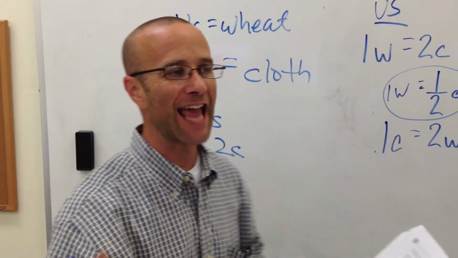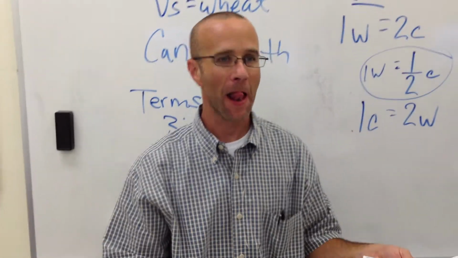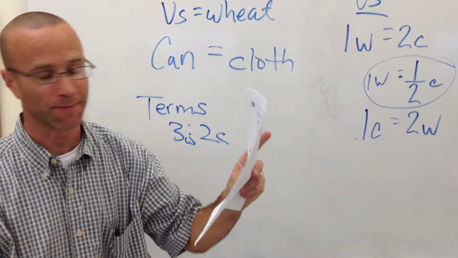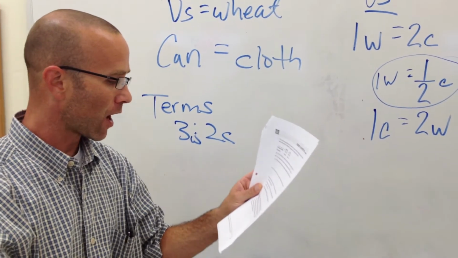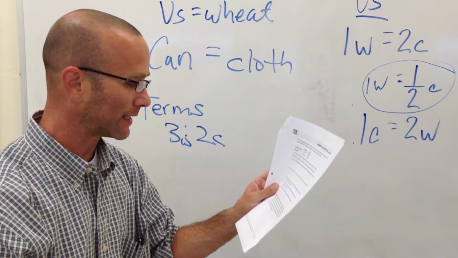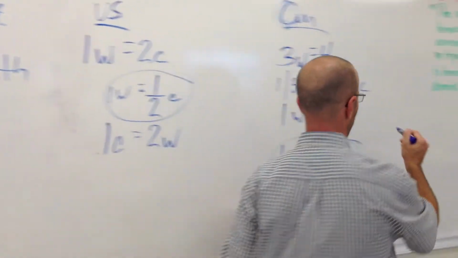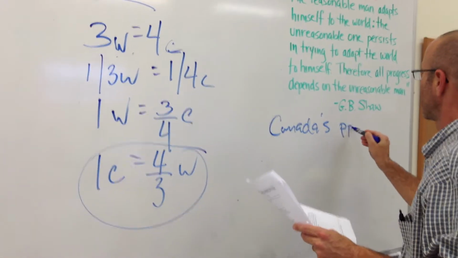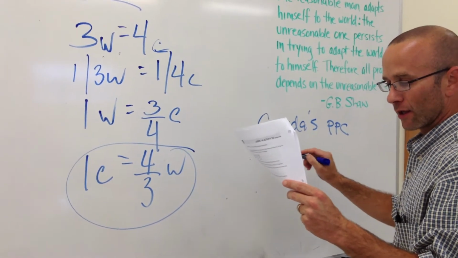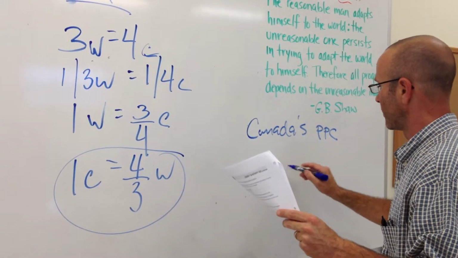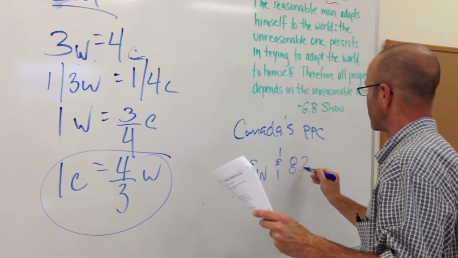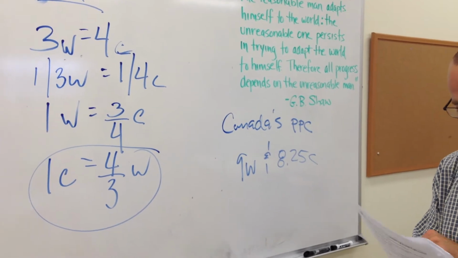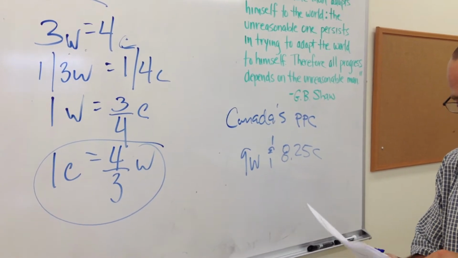What are they telling me here? That's Canada's production possibilities. Okay, that is their current production possibilities before specialization. Alright, so let's just put what they're producing. Canada's PPC is 9W and 8.25 cloth.